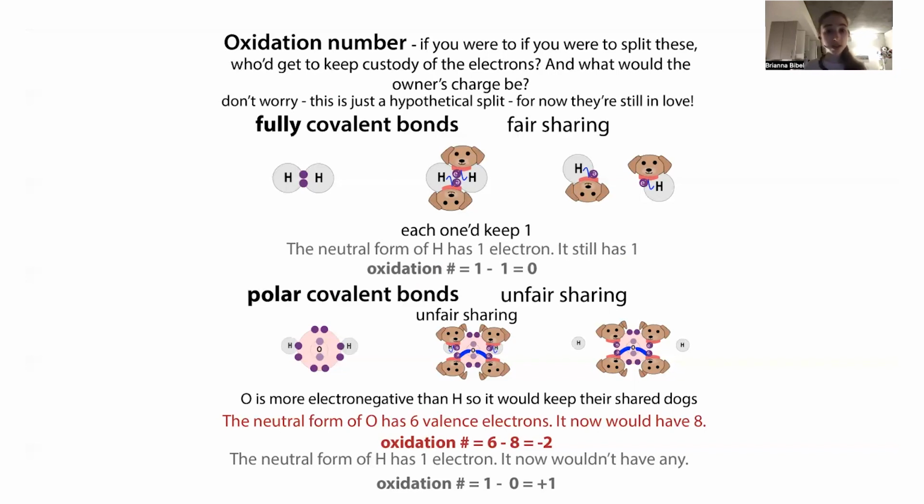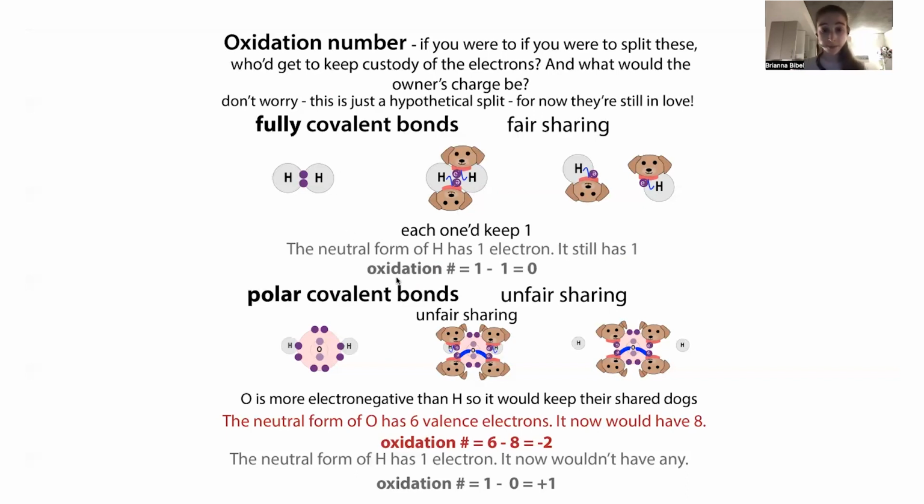If we think about hydrogen, the neutral form has one electron. If you were to split up this H2 molecule, they were sharing fairly, they would each get one electron and you'd have an oxidation number of 0. When you have atoms that are the same element, they're both equally good at holding on to the electron. So if they were to split, one would go with either, and you wouldn't have a change in the oxidation state. Whenever you have a pure element, just the element by itself, its oxidation number is going to be 0.